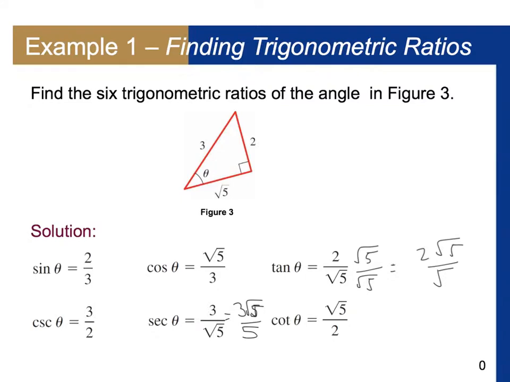Okay. So what did we do? We didn't do cosecant. Okay. So remember, cosecant is the reciprocal of sine, which is 3/2. Secant is the reciprocal of cosine, so 3 over square root of 5, which is 3 times the square root of 5 over 5. And then cotangent would be the reciprocal of tangent, so it's just square root of 5 over 2. Okay. So once we have sine and cosine, the others just follow, as ratios or reciprocals.